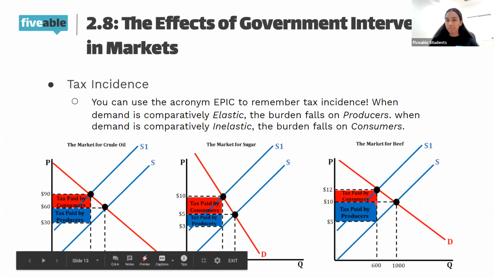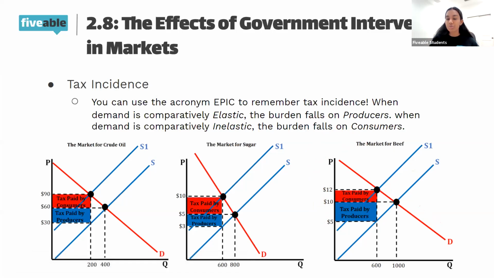And to find the total value of the tax, it would just be 12 minus 5, which is 7. That was what I was referring to as the vertical distance between the two supply curves.